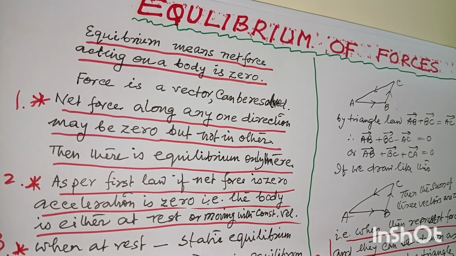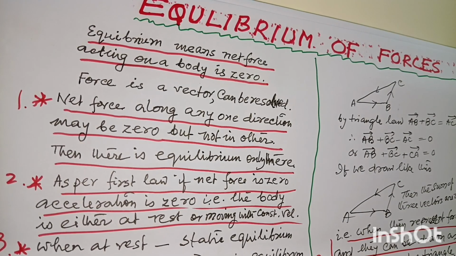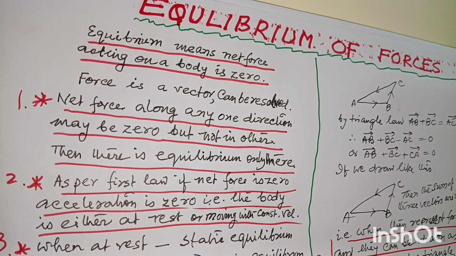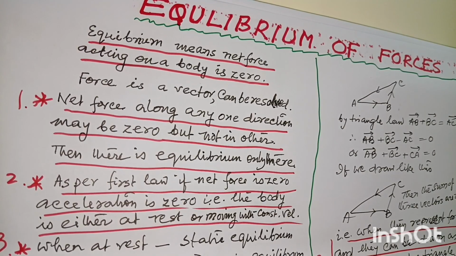Now, what does Newton's law say? The first law says if no force is acting on a system, then if it is at rest, it will stay at rest. If it is moving, it will keep moving with uniform velocity. Means acceleration will be zero. So that is the first law. So if in a particular case there is equilibrium, that means force is zero, that means ultimately no force is acting, then it will be either at rest or moving with uniform velocity. This tallies with the statement of the first law.